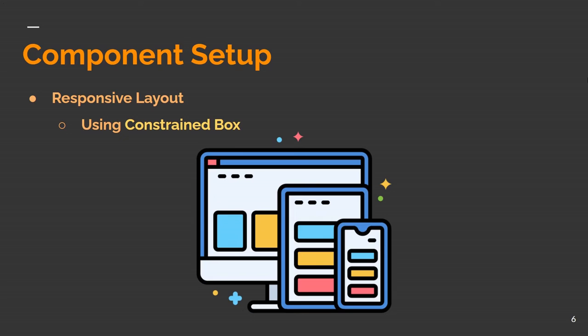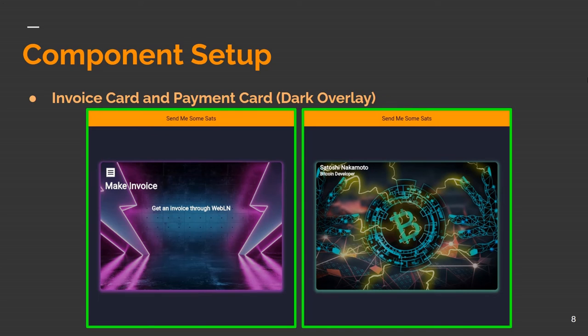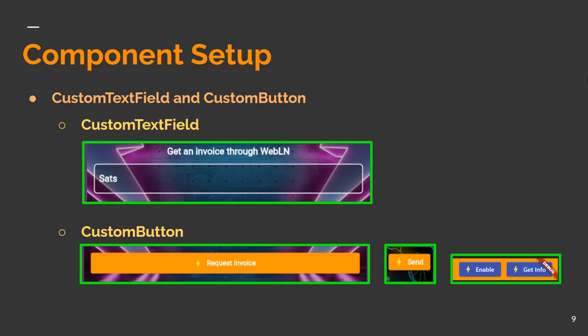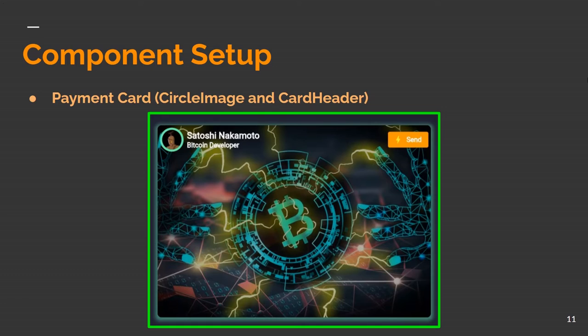After that we created a single responsive layout widget for both InvoiceScreen and PaymentScreen. We also learned the concept of constrained box here. Then we made the initial container for InvoiceCard and PaymentCard. After that we made a dark overlay for both of the cards to make the white text stand out from the image. After that we created CustomButton and CustomTextField to use in our InvoiceCard and PaymentCard. After that we used the CustomButton and CustomTextField in our InvoiceCard.